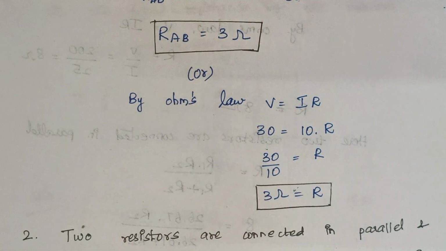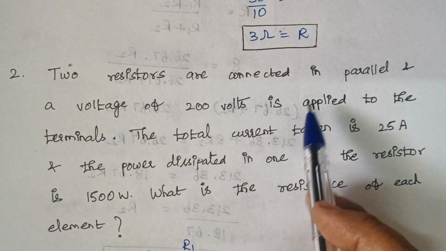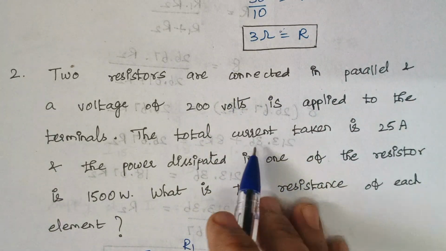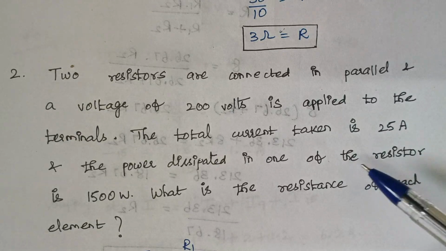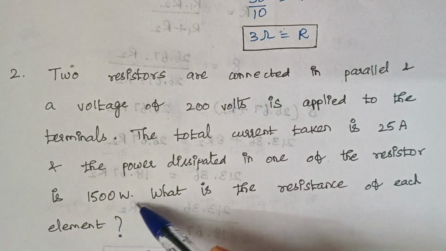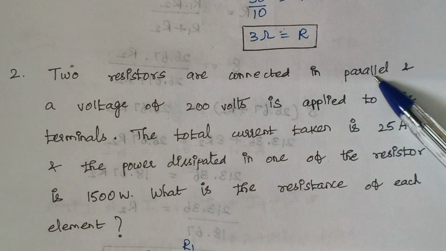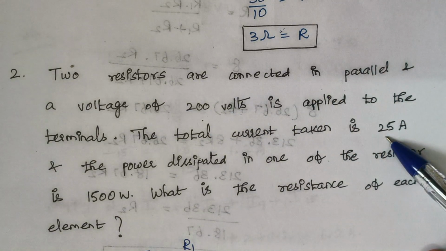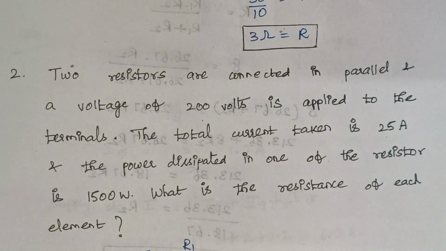Now we are proceeding with our second problem. Two resistors are connected in parallel and a voltage of 200 volt is given, right? The total current taken is 25 amps and the power dissipated in one of the resistors is 1500 watts. What is the resistance of each element? So here again, two resistors in parallel and voltage across the resistor is 200 volt. Total current is 25 amps and the power dissipated in one resistor is 1500 watts, right?